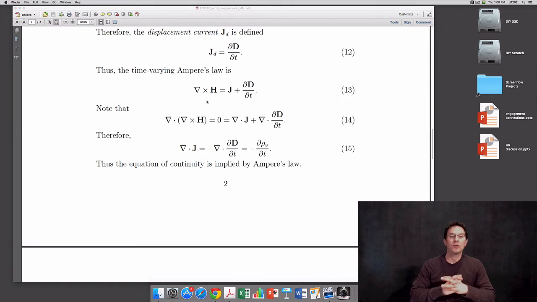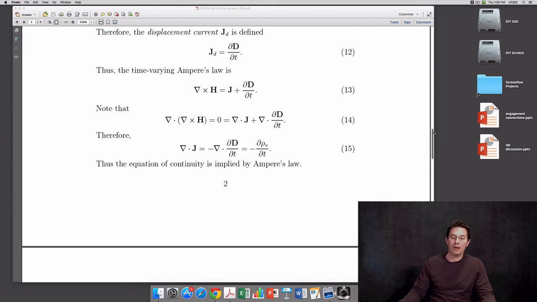The curl of H, the curl of the magnetic field, is equal to the impressed electric current density J, which is typically due to sources, plus the partial derivative with respect to time of the electric flux density D, the so-called displacement current. And this is, in fact, the dynamic form of Ampere's law. So we've got one more of our final Maxwell's equations now.